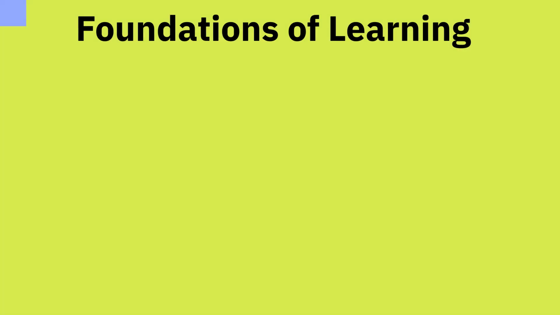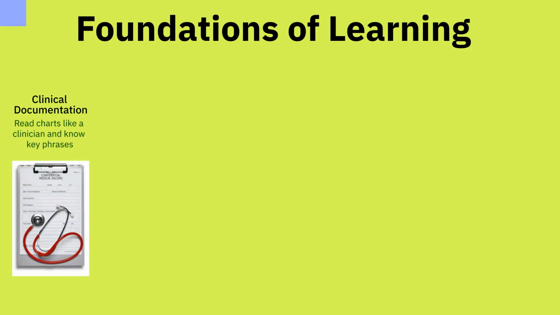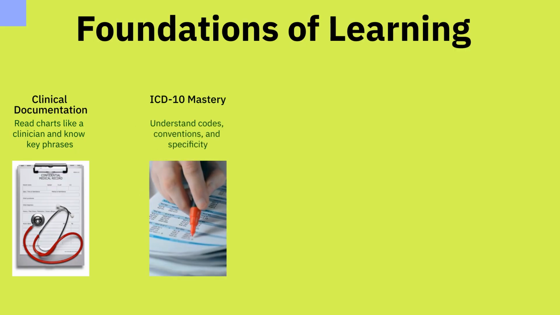So, what will you learn in this course? There are 4 foundations. Clinical documentation literacy. You must learn to read a chart like a clinician and know which phrases support chronic conditions, exacerbations, and status changes. The ability to distinguish history of versus active disease and spot evidence that a condition is being monitored or treated is key. ICD-10 mastery.